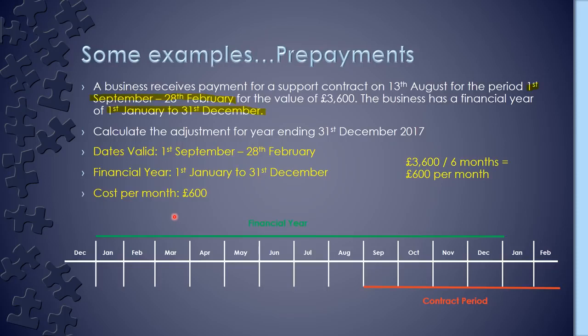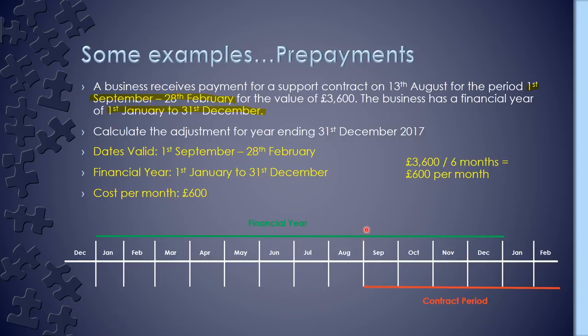And let's add in our financial year. So our financial year is January to December. Our contract period is September to the end of Feb. So straight away we can see that 1, 2, 3, 4 months worth of that income is related to 2017. But 2 months worth is actually related to 2018. So we don't want to show these 2 months as income in our income account for 2017.